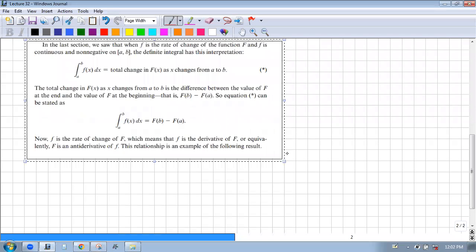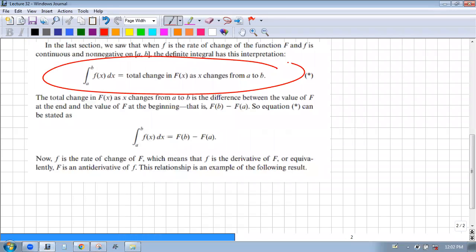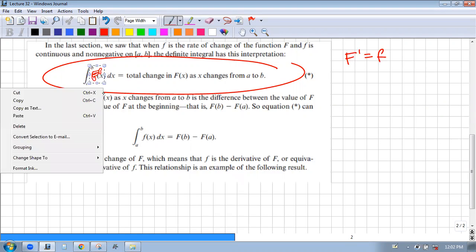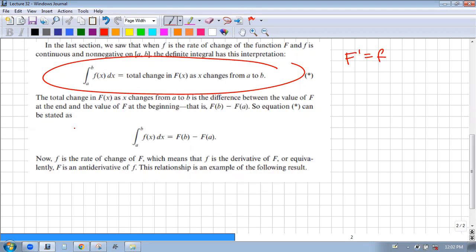So that's the geometrical interpretation, but here's kind of what you really want to know. The integral from A to B is the total change in big F as x changes from A to B. Remember, big F prime is little f, so this is really big F prime in here. So they switched to these new notation. All right. So big F of B minus big F of A is the total change in F as x goes from A to B. The change in F as x goes from A to B. All right. That's how you would read it off in English. Okay.